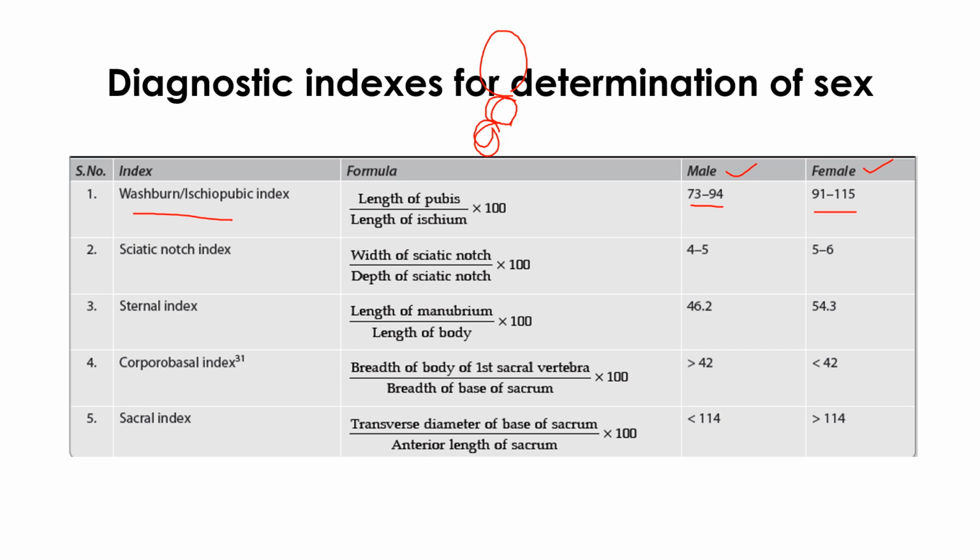The sciatic notch index is measured based on the greater sciatic notch, which we have seen, and the lesser sciatic notch, which we have also seen. Considering the greater sciatic notch, the width and the depth of the notch are divided and multiplied by 100, and we get a value between 4 and 5 for males and 5 to 6 for females. And the sternal index, though it contributes very little to sex determination, we can consider.